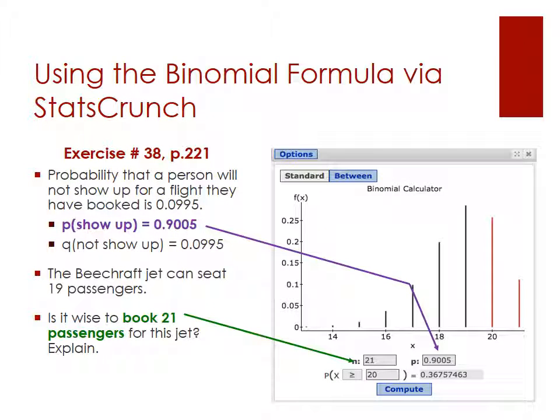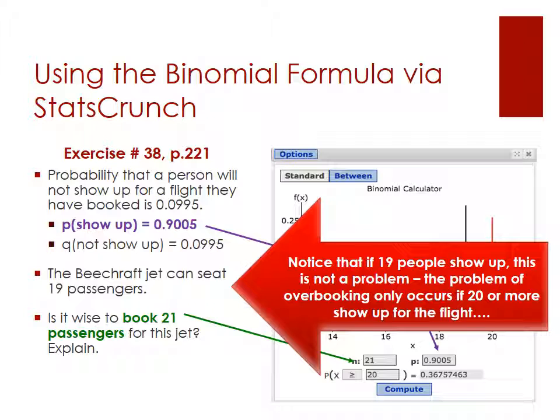So if we look at this here, we can see our P goes in, so 0.9005, okay? And that's, again, our P stands for showing up, since that's what we're trying to solve for. Our N is our number of trials, and in this case it's going to be 21 passengers. So this is the number of passengers we've booked equals the number of trials that we are setting for our problem.